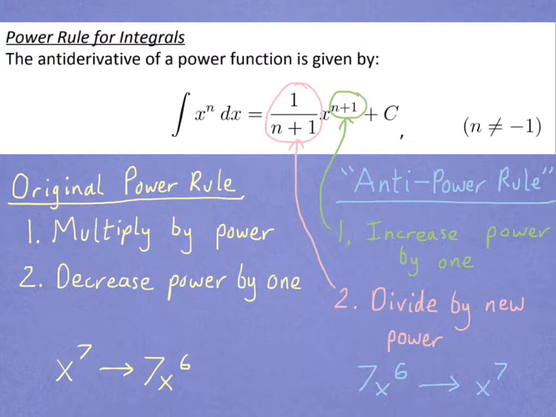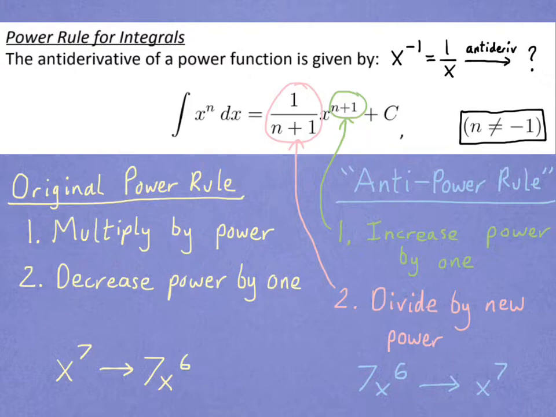We also have an exclusion that n cannot be equal to -1, simply for the reason that I would be dividing by 0, and I can't do that. Okay. But what if the power is -1? If I have x to the -1? Well, that's just 1 over x.